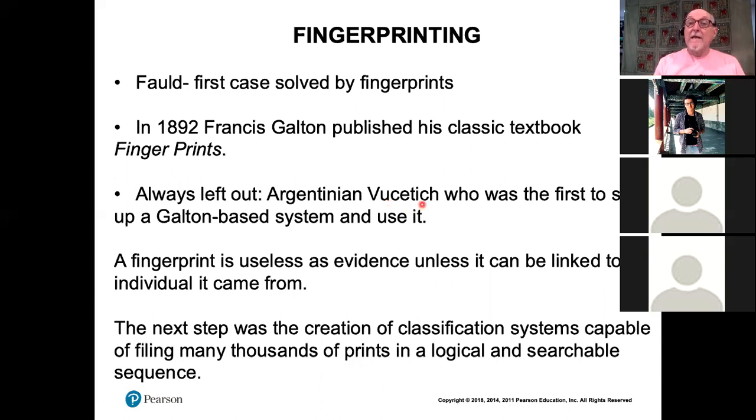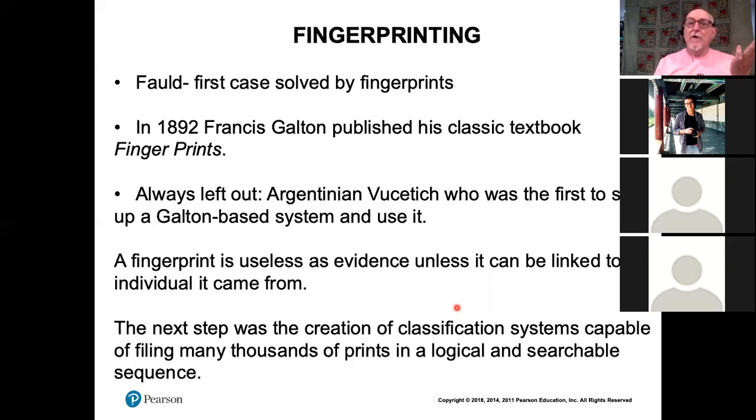His system is essentially still used. It's been elaborated on and developed, but he was the first to develop this indexing system. And the whole point of that is that if you have a fingerprint, even a beautiful, clear one, which is not common at a crime scene, it's absolutely useless to you unless you can match it to somebody. That match has to be made for there to be any evidentiary value to the fingerprint.